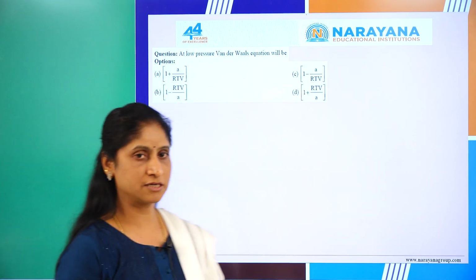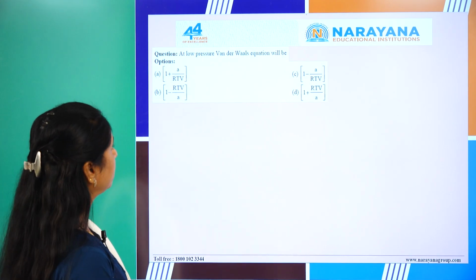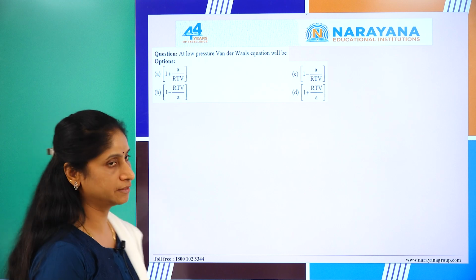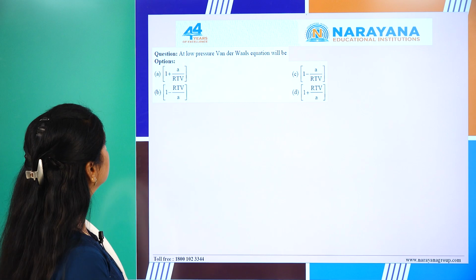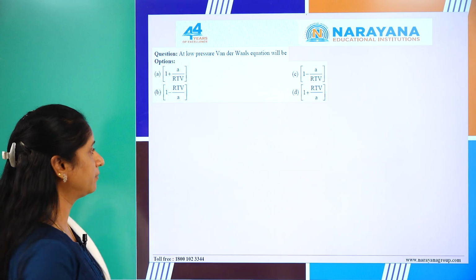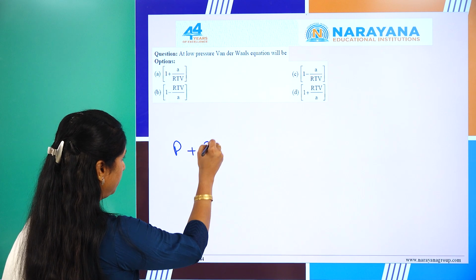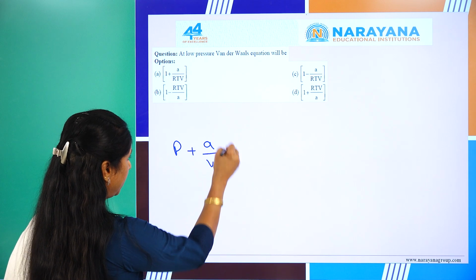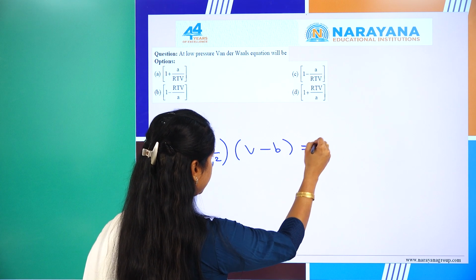So this is from states of matter, the gaseous state. Observe how the van der Waals gas equation can be taken in a further form at low pressures, they are asking. If I am writing for 1 mole of a real gas, the van der Waals gas equation, P plus a by V square, into V minus b, is equal to RT.